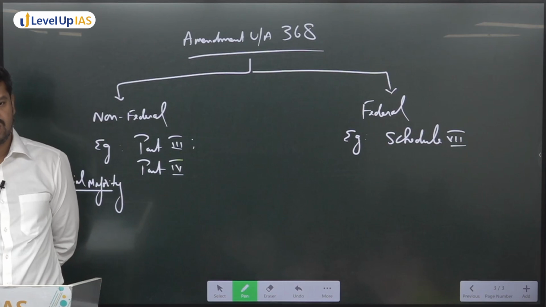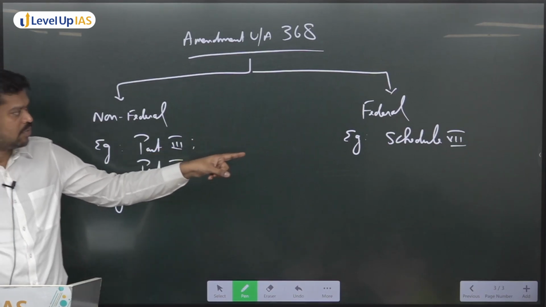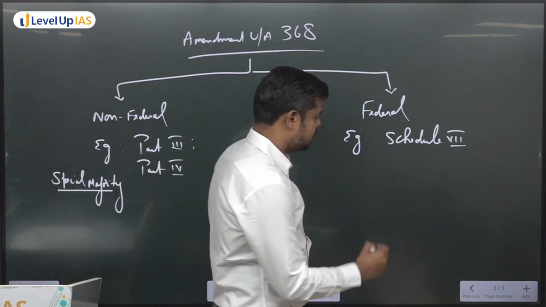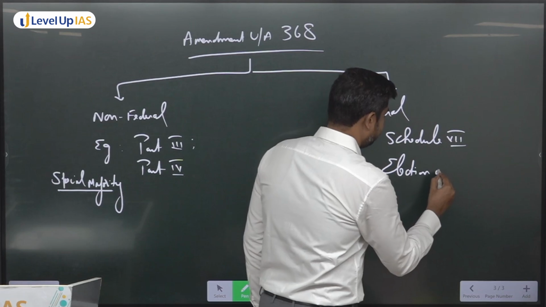Okay, amendment to the federal provisions. I have just given the notes and the example. Amendment to the federal provision. One example is Schedule 7. Then I also said election of the president. These are all examples of the federal provisions.